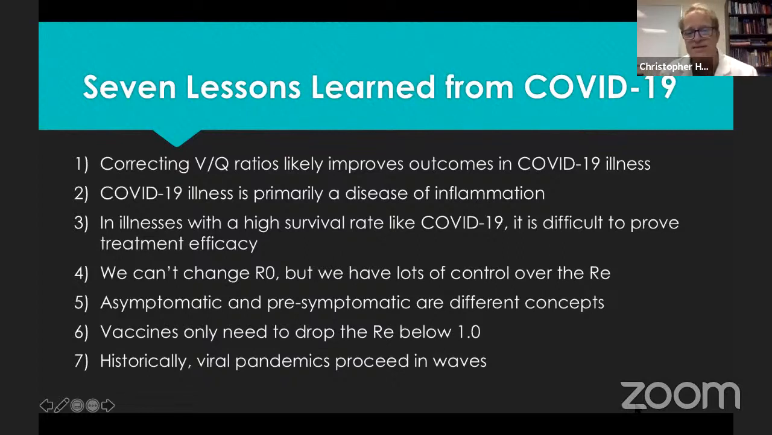A third lesson is that in illnesses that have a high survival rate like COVID-19, it's very difficult to demonstrate treatment efficacy. And we know that of all comers who get infected with COVID-19, the survival rate is over 99%. Obviously, patients who are sick enough to be admitted to the hospital, that mortality rate is somewhere on the order of 10%.